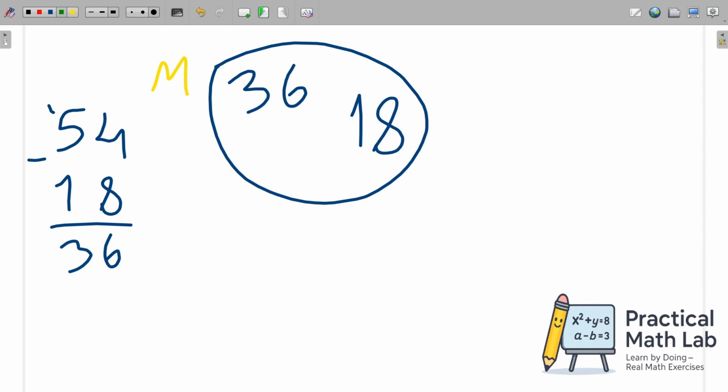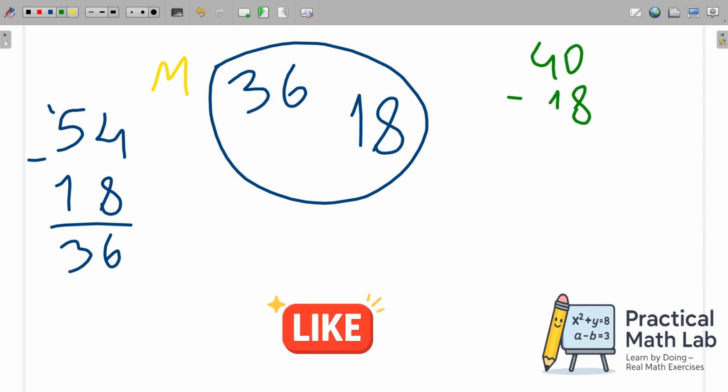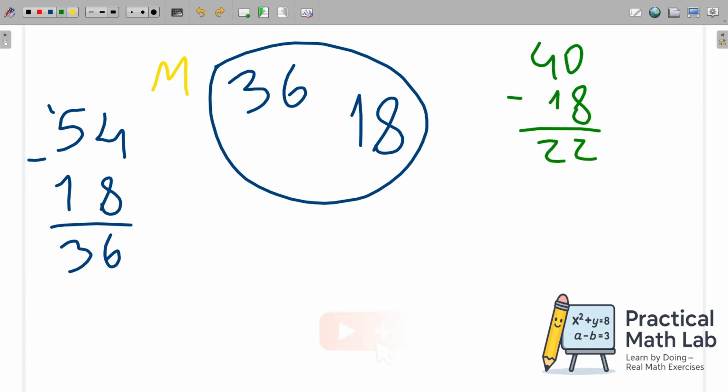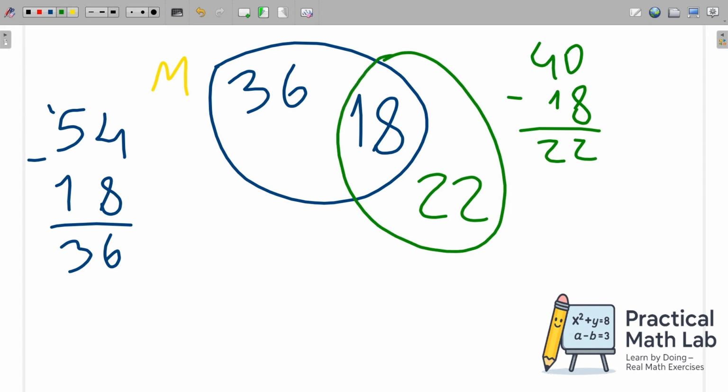And now in the science club, we have 40 minus 18, which are those who participate in both. Same thing, 0 borrows and becomes 10. 10 minus 8 is 2. The 4 becomes 3, minus 1, that's 2, so 22. So we have 22 who only participate in the science club and 18 who participate in both. Here's the intersection of the groups.